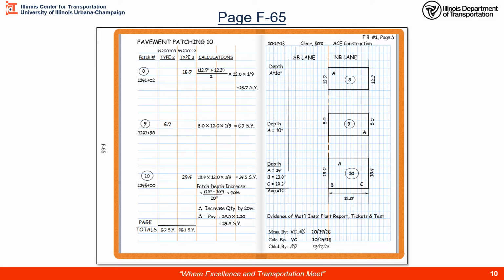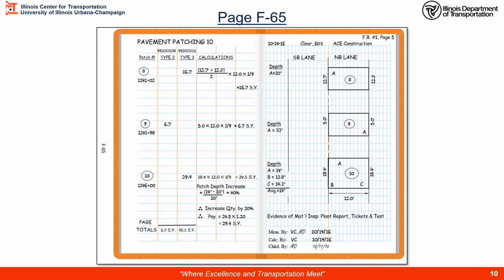We can take our dimensions, 12.7 and 12.3, average them and multiply by our 12-foot lane width. Don't forget to convert: 1 square yard per 9 square feet. So we divide by 9 and get 16.7 square yards. That is greater than 15 but less than 25, so we are in a type 3. So 16.7 square yards is paid for that type 3 on patch number 8.